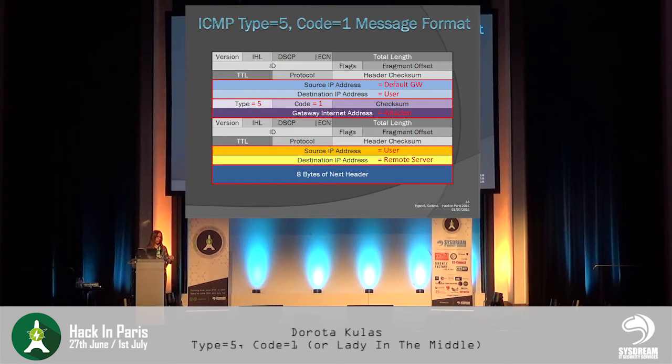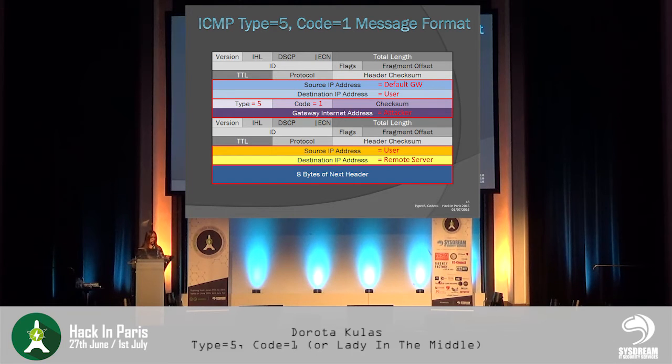Then we will put type 5 code 1 as the ICMP redirect, and this destination obviously is a user. Checksum will be calculated automatically. And the dark purple one is the IP address of the new gateway to reach the destination. So we put the attacker IP address in there.